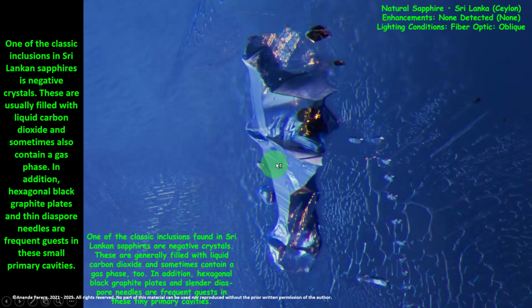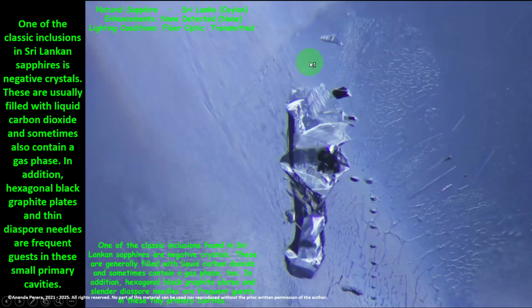And the thin diaspore needles are here. You can see well. See? Thin diaspore needles. See? So you can see very well here than the earlier picture. These are the diaspore needles.